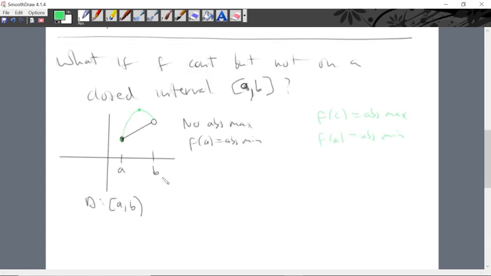All right, so we showed what if it was open at one of the endpoints, and the same if it was open at the other endpoint at A. Then we could show that if it was open at A and open at B, then it's possible that it has neither. It's possible that it has both.